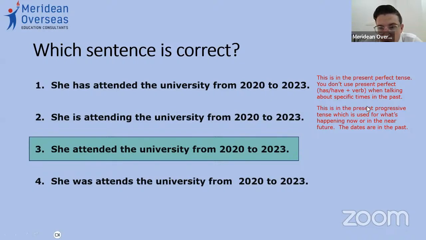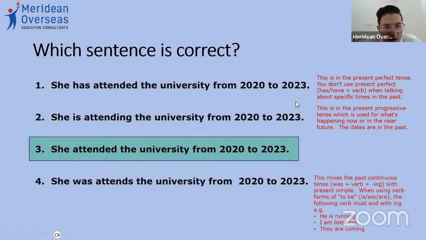But this is what you'd use when you're talking about something happening now. In the present progressive, you talk about what's happening now or what's going to happen in the near future. So this doesn't make sense because these dates are in the past. And finally, this tense, she attends the university. This mixes past continuous with present simple.